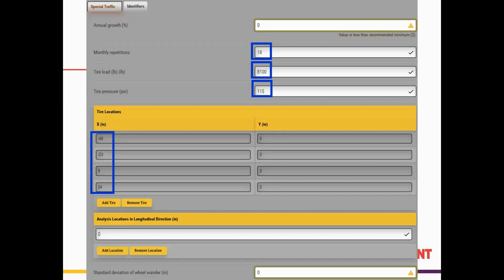The problem here is we have 25-inch spacing. So 5 tires spaced at 25 inches would be a total of about 100 inches. The issue here is you can't neatly put a tire at minus 48, one at minus 24, one at 0, one at plus 24, and one at 48. In other words, you can't fit 5 tires on there with 24-inch spacing because the spacing is 25 inches.